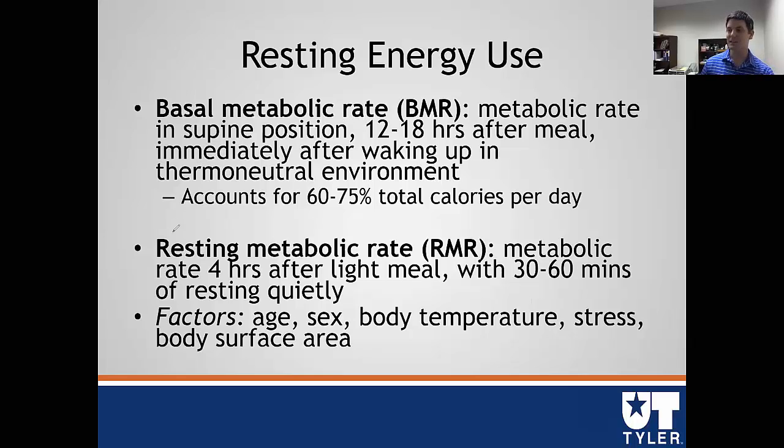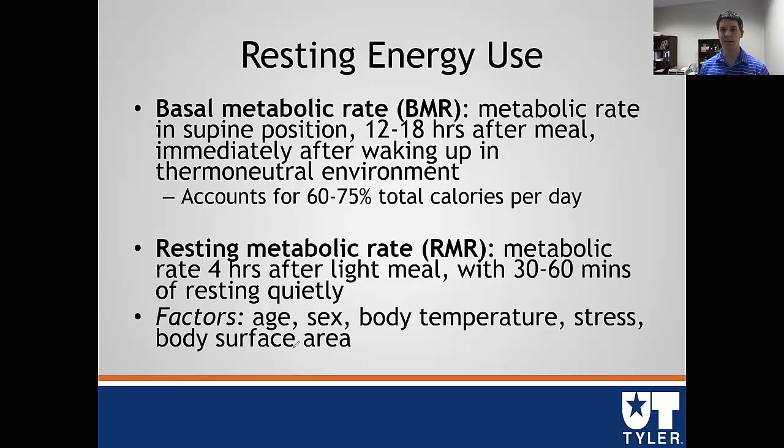We can also get resting metabolic rate. This is much more flexible. It's the metabolic rate after a light meal and 30 to 60 minutes of resting quietly. You can get these from some indirect calorimetry measures as well as being in the chamber. Basal metabolic rate really needs to be in a chamber, but you can estimate it pretty well. As you might understand, there are several factors that affect your basal or resting metabolic rate: age, sex, body temperature, stress, and body surface area.